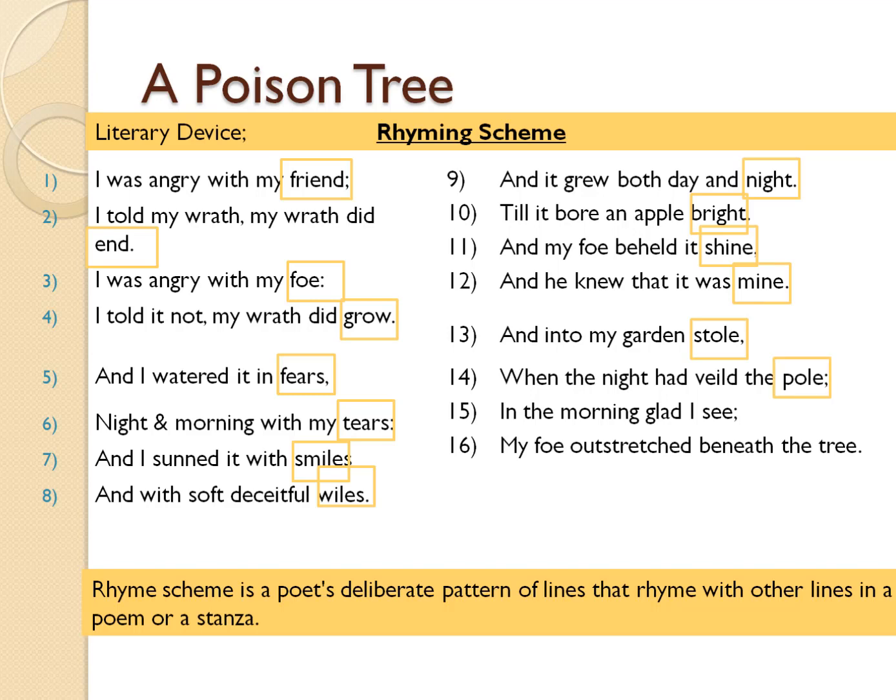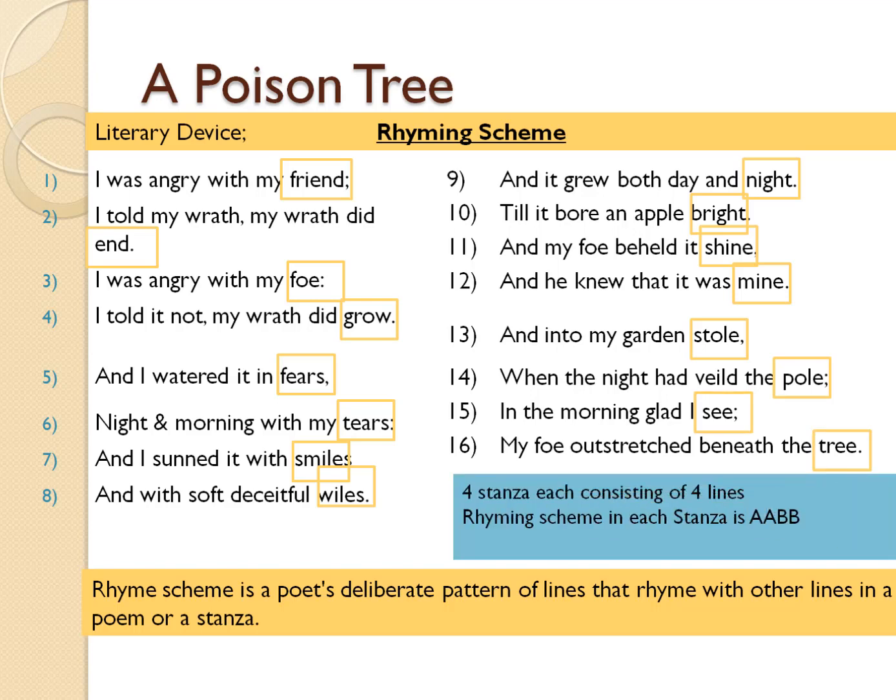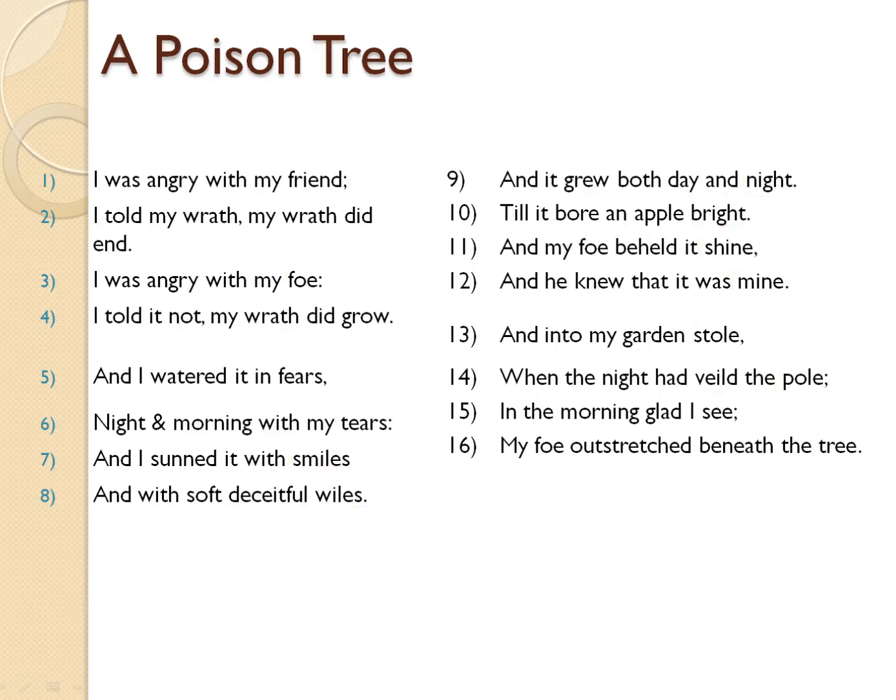Then in the last stanza, that is the fourth stanza of A Poison Tree, stole is rhyming with pole and night is rhyming with tree. So the pattern is very clear. Four stanzas are there, each stanza contains 4 lines, and the rhyming scheme in each stanza is AA and BB. The second literary device which we are going to discuss is alliteration.